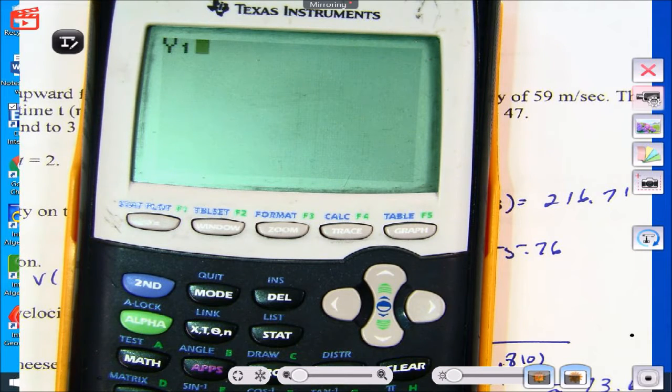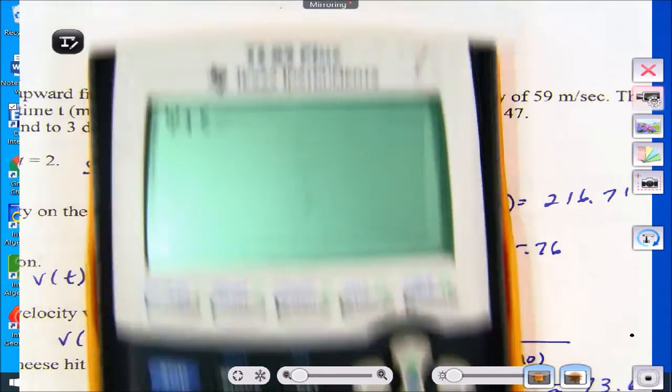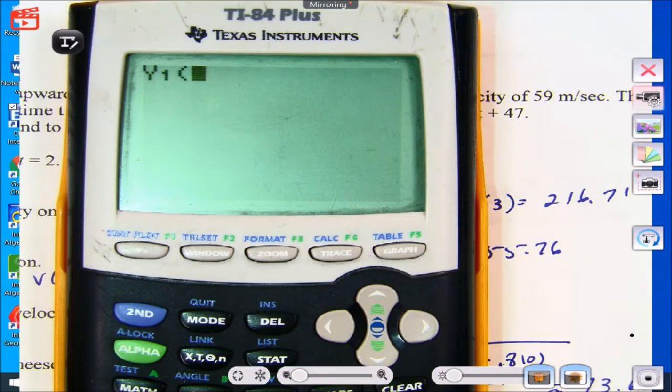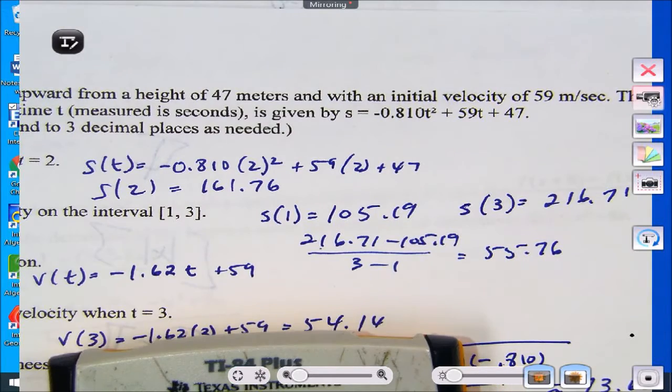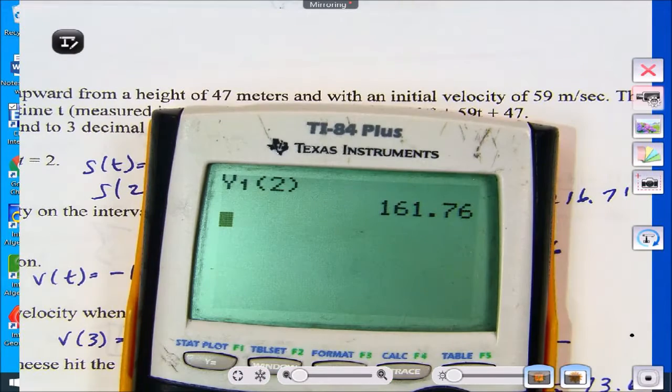That gives me y1. Your calculator knows function notation, so I do y1 sub 2. Press enter, and I got 161.7. Oh, you're right. You put it in the Y. Yeah, but that lets me plug in everything else.